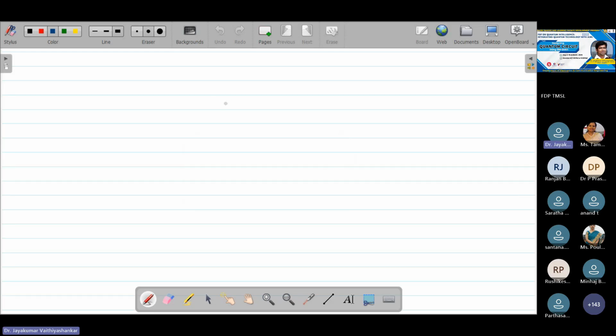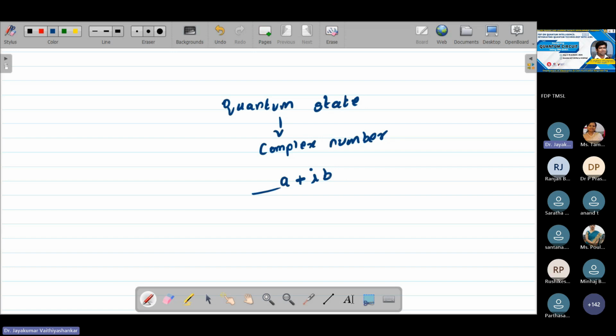Okay, so take an example of any quantum state. A quantum state can be represented in the form of a complex number. So what is the form of a complex number? A plus iB, where A and B are real values, and i is imaginary.